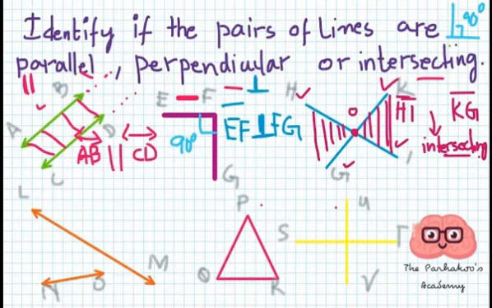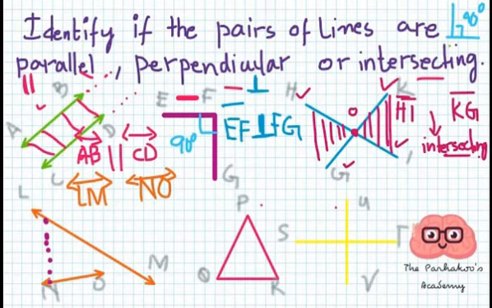Let's move to the fourth pair. Here you see line LM and NO. Now if you see, they don't have equal distance. So if I extend this NO, they would meet at a point. So these are intersecting lines.